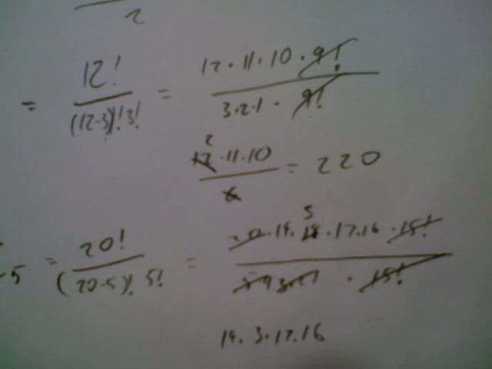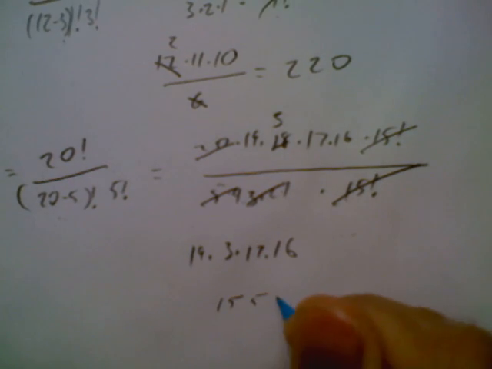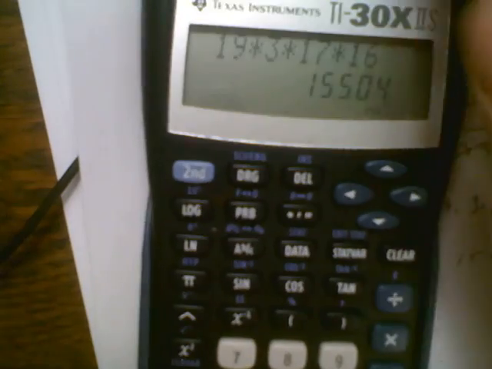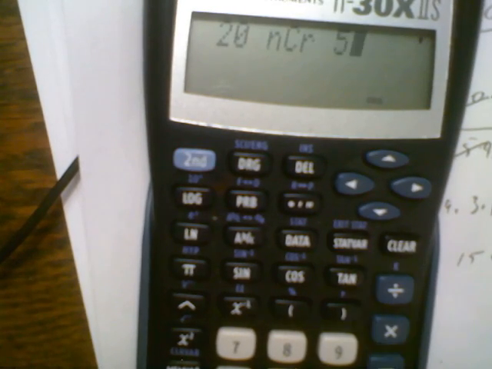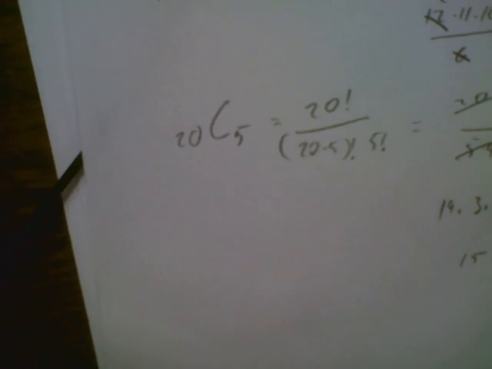So we do our calculator, we clear it out. 19 times 3 times 17 times 16, and it becomes 15,504. And again, we're going to use the calculator to show it. 20, PRB, nCr, 5, 15,504, and that's how that works. That's pretty much it. That's today's brief little lesson.